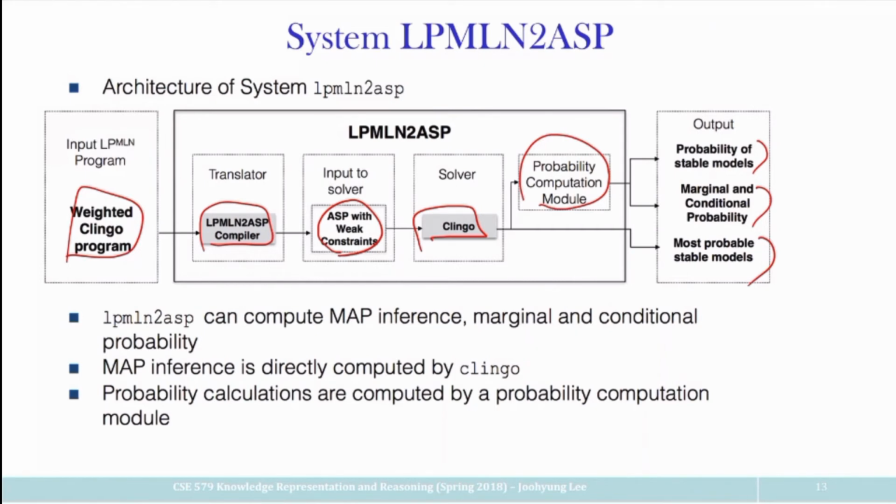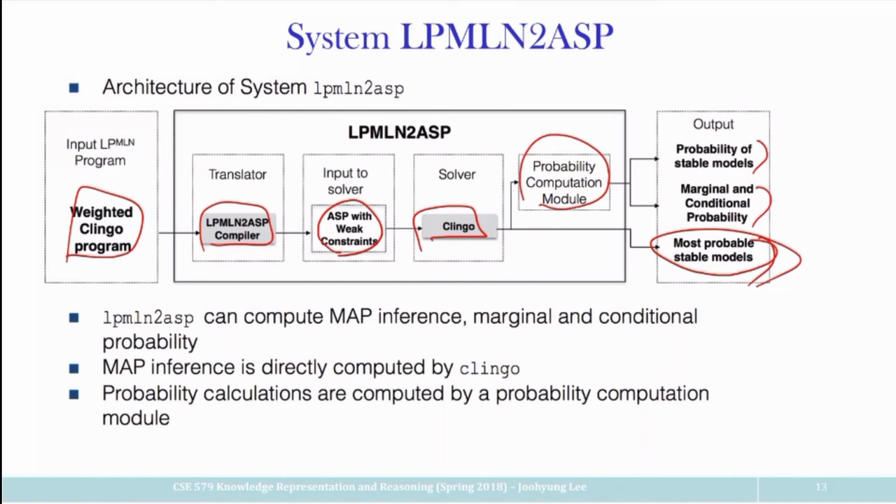Okay, and it can also return only the most probable stable models. And as is the case in general, this computation, the most probable stable model computation, doesn't require generating all stable models, and it can be computed quite quickly, or most of the time.